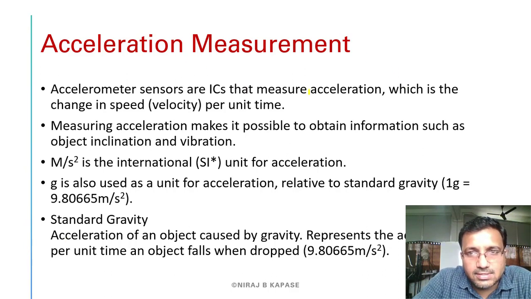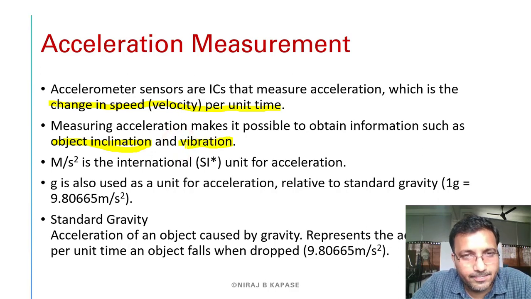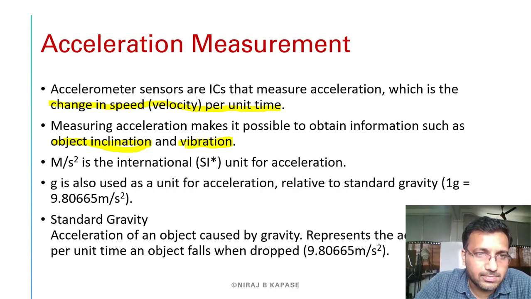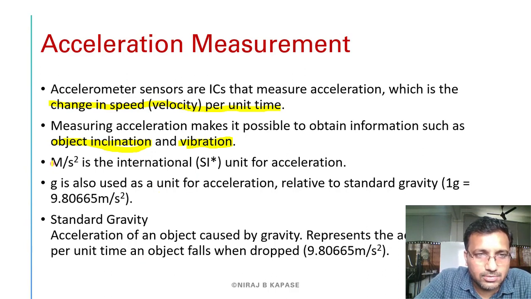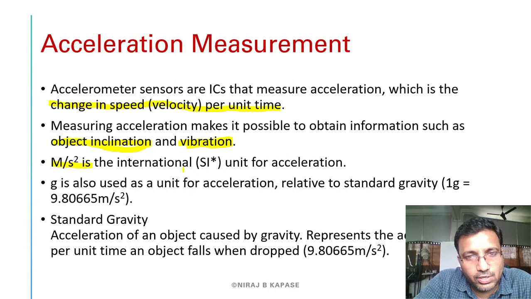So accelerometer sensors are the ICs that measure the acceleration, which is the change in the speed or velocity per unit time. So it is a change in velocity or change in speed with respect to time. Measuring the acceleration makes it possible to obtain information such as the object inclination or vibration. So it's possible to detect the inclination of an object and the vibration as well with the help of the acceleration sensor. So mainly the acceleration sensor is available in our smartphone. Whenever we rotate our smartphone, the screen rotation on and off is decided by using the acceleration sensor output.